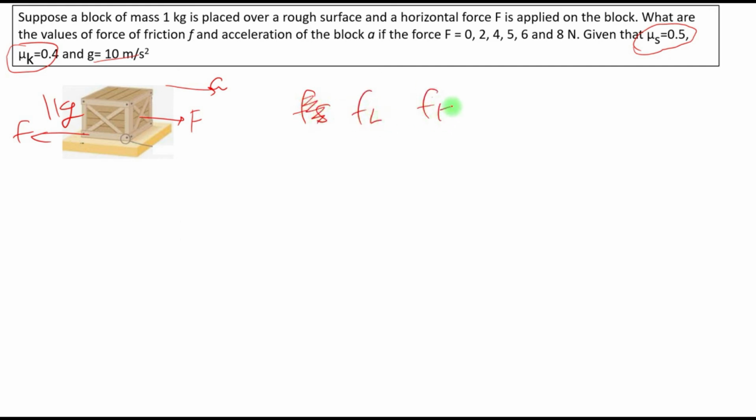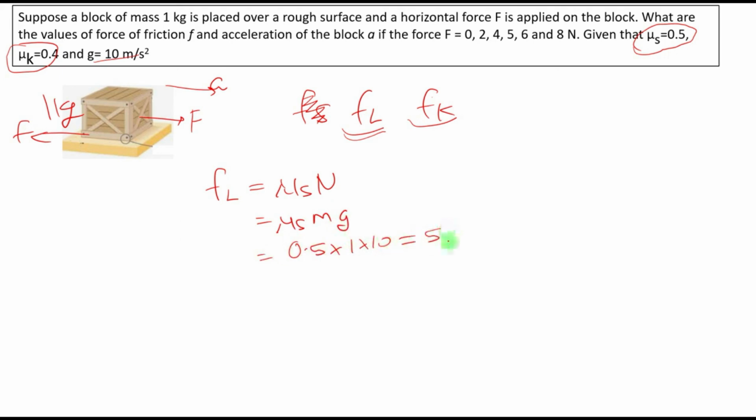Now to solve for this, first we have to find these two values, Fl and Fk. Fl is the limiting friction. Limiting friction means the maximum value of the static friction. Fk is the kinetic friction. If I use the formula, Fl is equal to μs times the normal reaction. Normal reaction in this case is just mg. So μs is given as 0.5, mass is 1 and g is 10. So we get 5 newtons. This is Fl, the limiting friction.